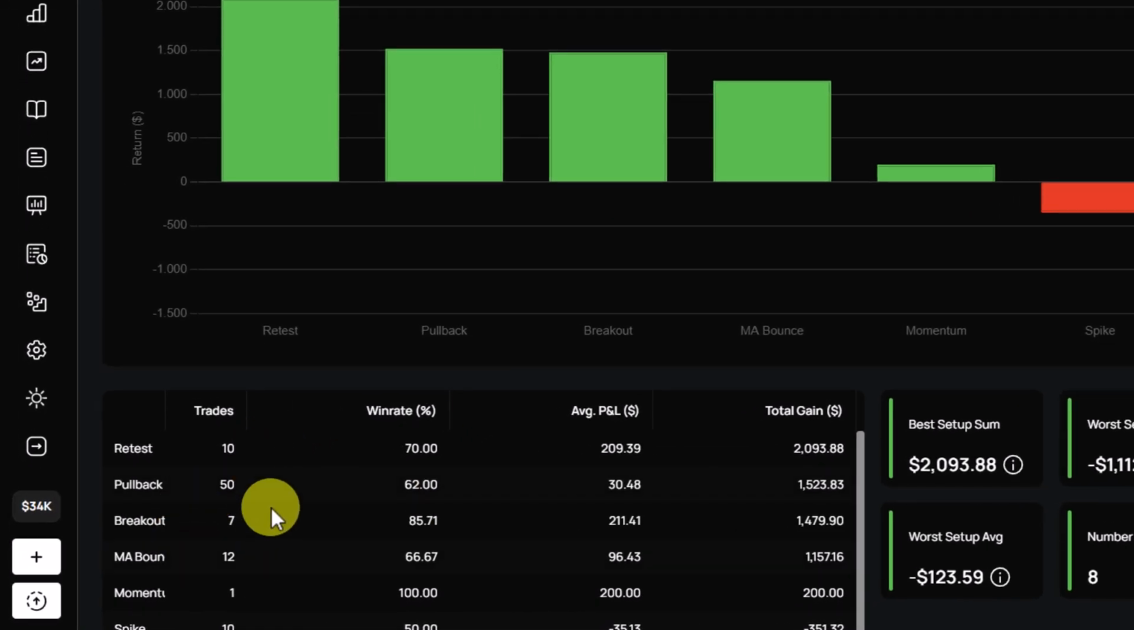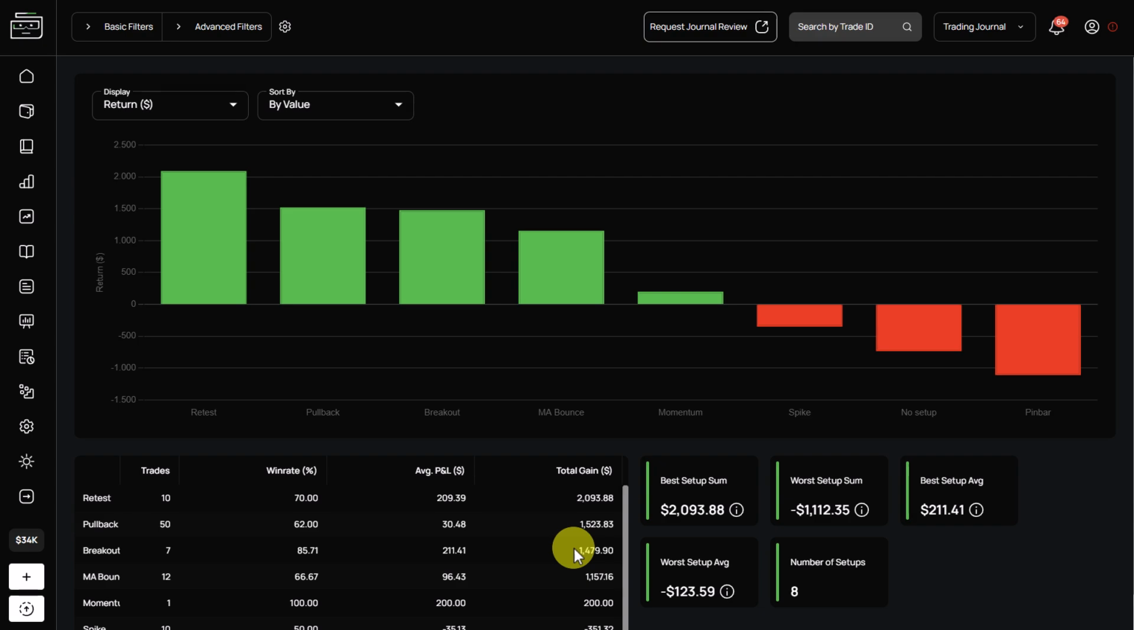Here you can also get a very nice breakdown of all the setups that you're trading. You get individual win rates, the average P&L per trade per setup, so you can see on which setups your trades are the most valuable, and you see in total how much money each setup has made for you.